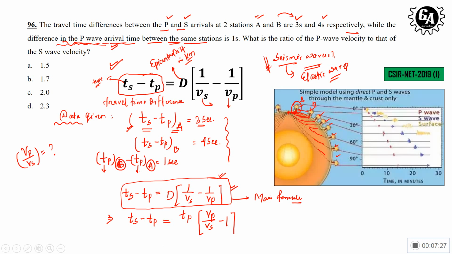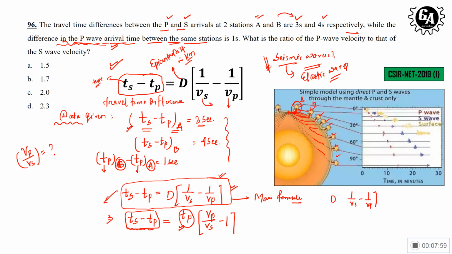Is it fine? Okay, so how do we write this? Now you can see that if I just take common, I am just deriving one formula, the travel time difference in terms of only Tp with respect to only P. So this formula is D times (1/Vs minus 1/Vp).